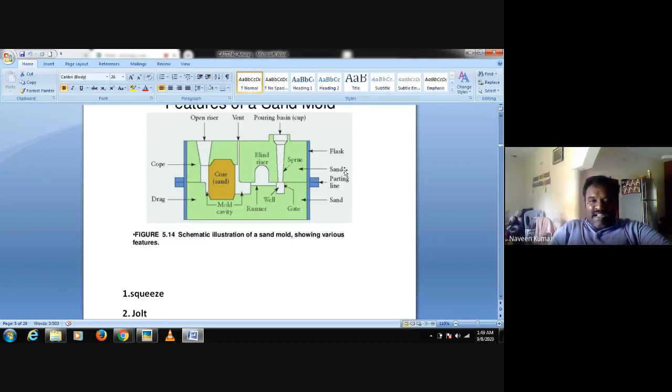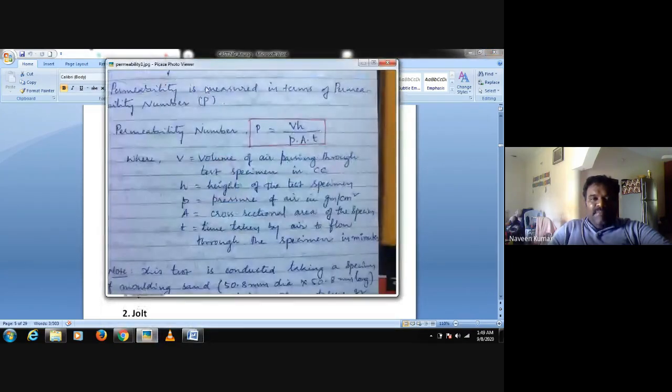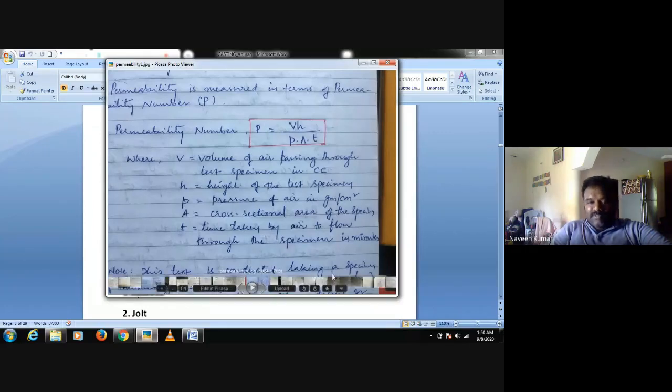Very, very important. Before stepping into the next one, permeability is always measured in terms of the permeability number, capital P. The permeability number is calculated with the formula P = VH/pAT. Here capital P is the permeability number, capital V is the volume of air passing through the test specimen in cubic centimeters, H is the height of the test specimen in centimeters, small p is the pressure of air in grams per centimeter square, A is the cross-sectional area of the test specimen, and small t is the time taken by the air to flow through the specimen in minutes. So time is in minutes here.